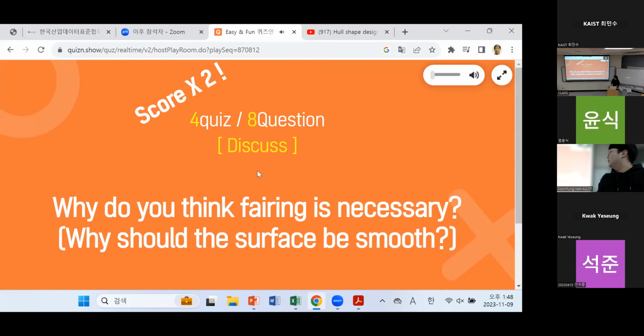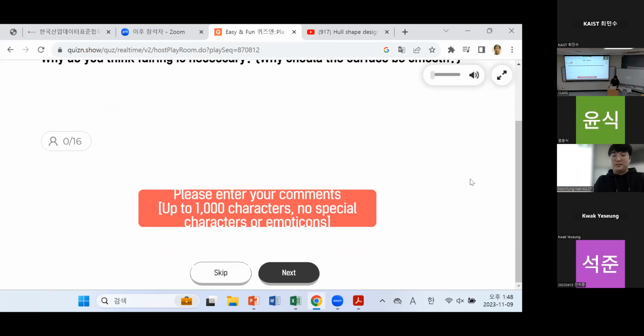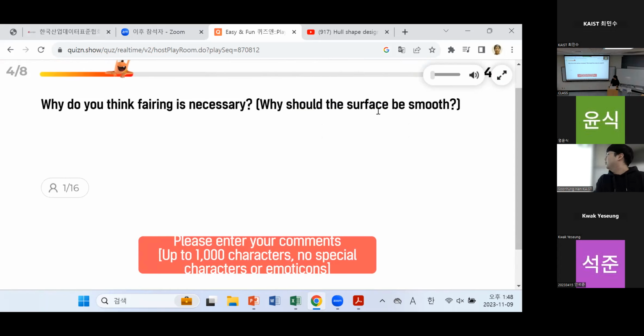Okay. It's the deep question session. So why do you think that fairing is necessary? Or why should the surface be smooth? You can enter the answer or your opinion.